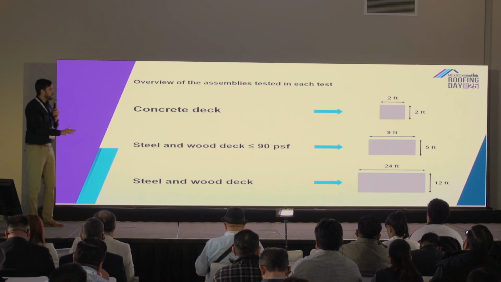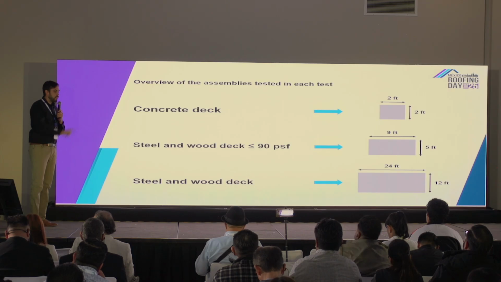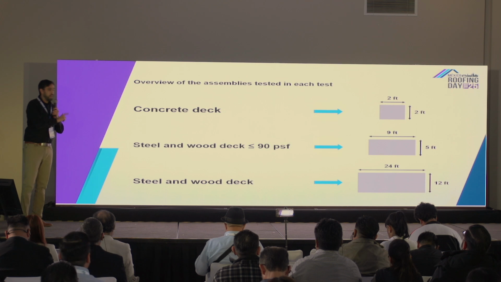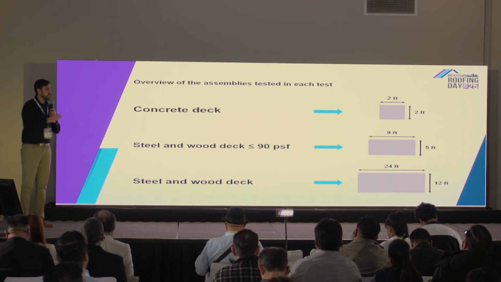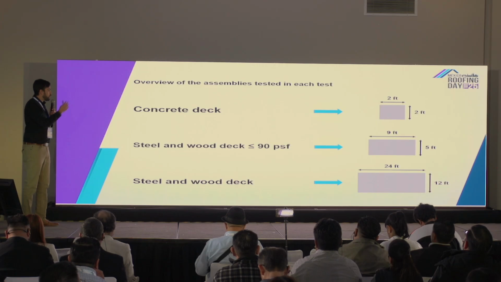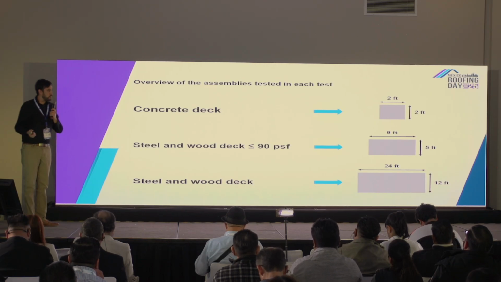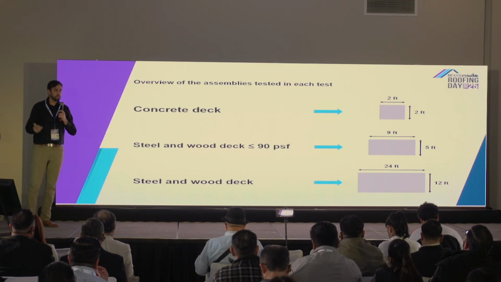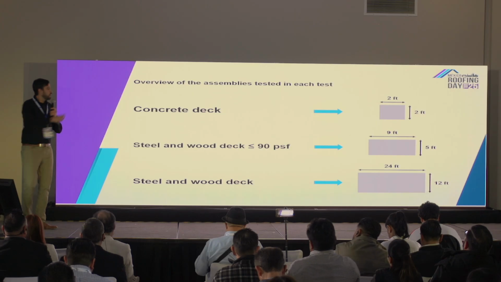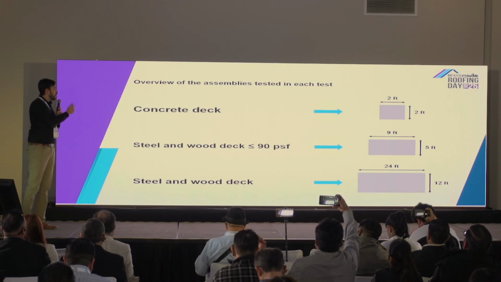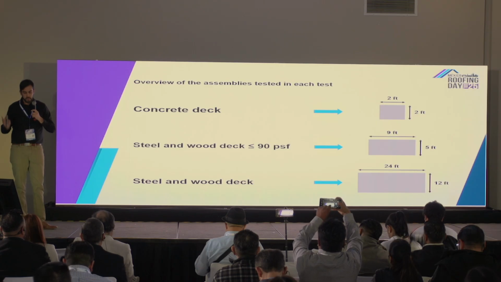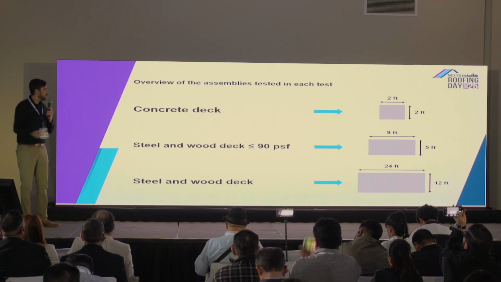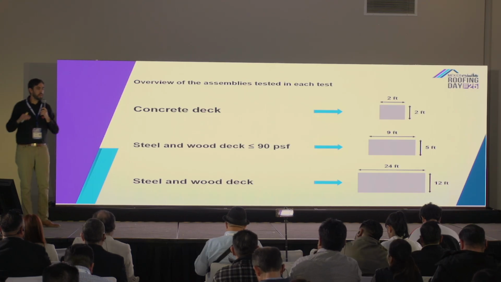So I've shown in the previous slides different assemblies that could be tested. Here's a quick summary of what assemblies and which tests are going to be done for each of those assemblies. So basically what you're going to do is the 2x2 is going to be for concrete decks. All assemblies done on concrete decks are most likely tested on a 2x2 at FM. Simple. If you want to have a steel or a wood deck, you're going to go with the 9x5, but you're going to be limited to 90 psf.